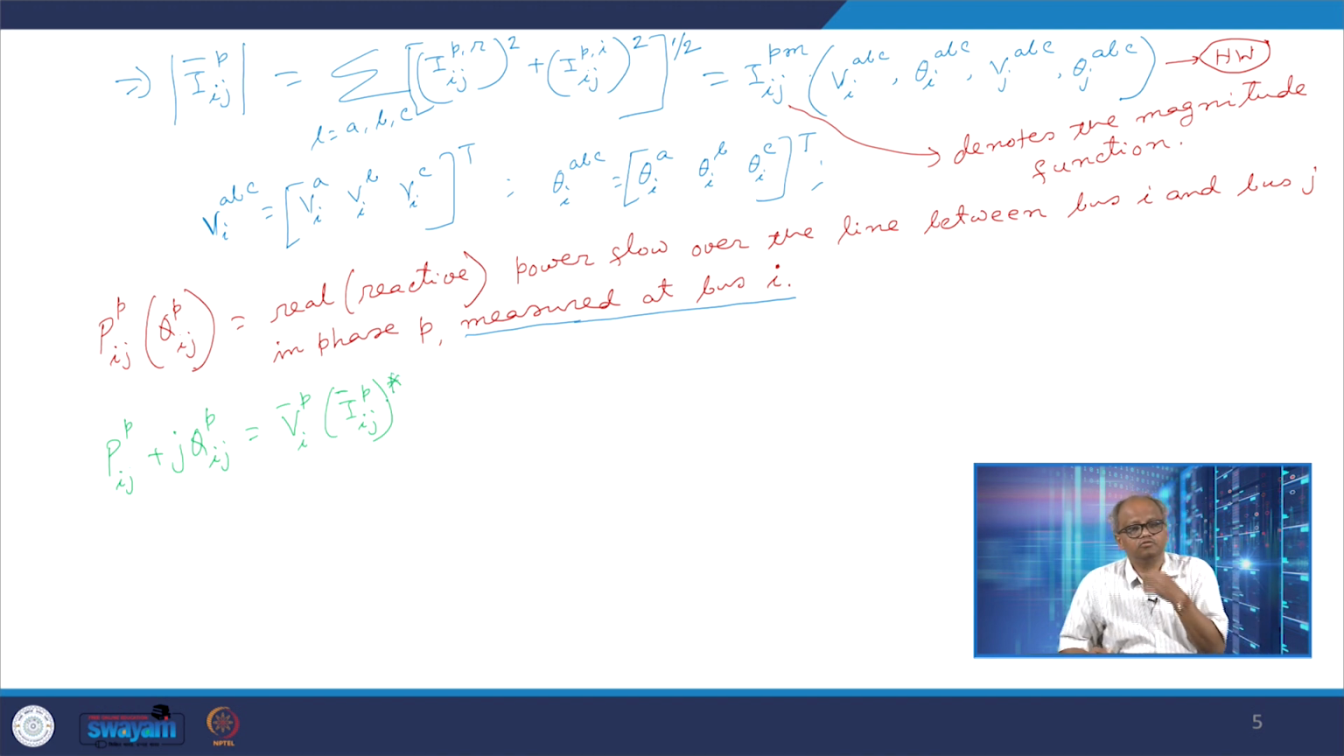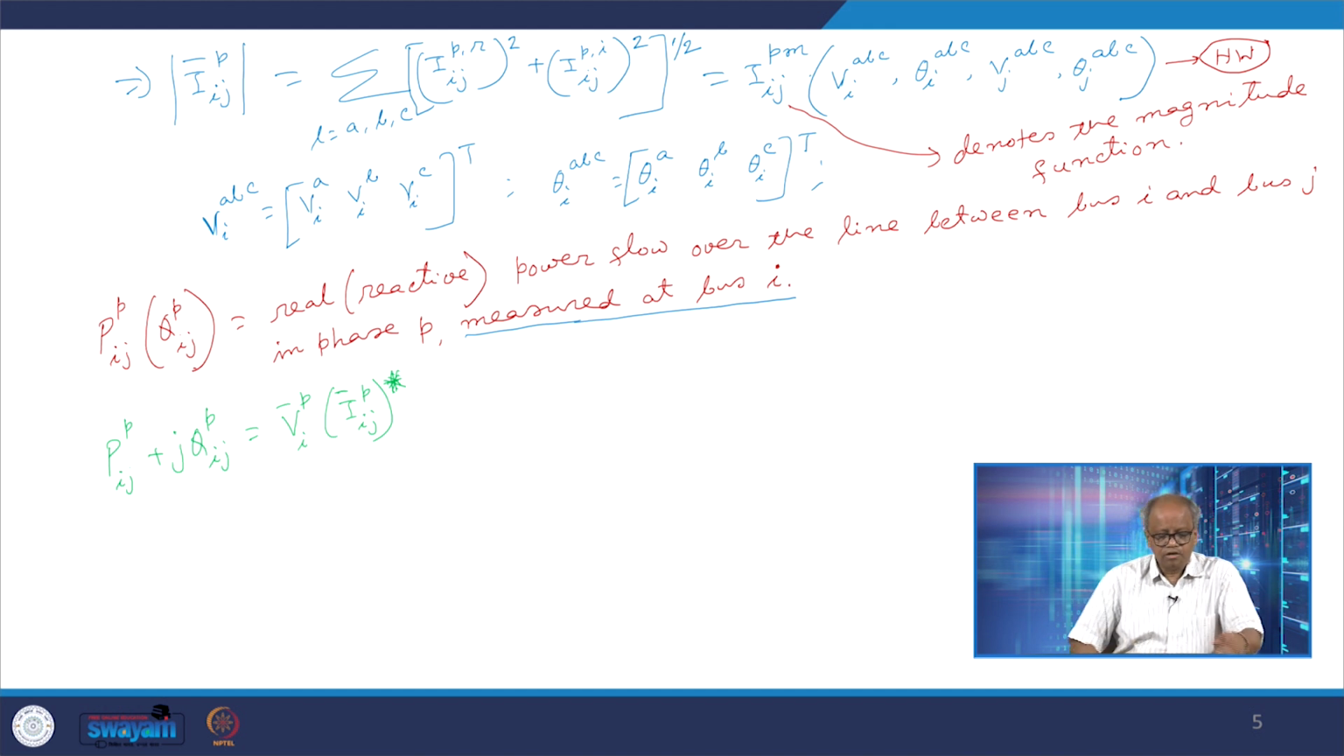Please note over a line, right. So, it is basically, so this is most important. So, we are essentially measuring at bus I. So, P_ijp and jQ_ijp is V_ip into I_ijp star.